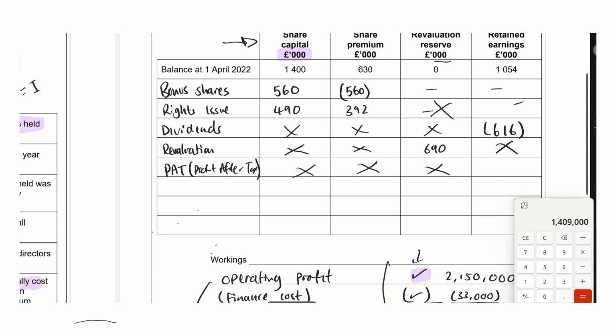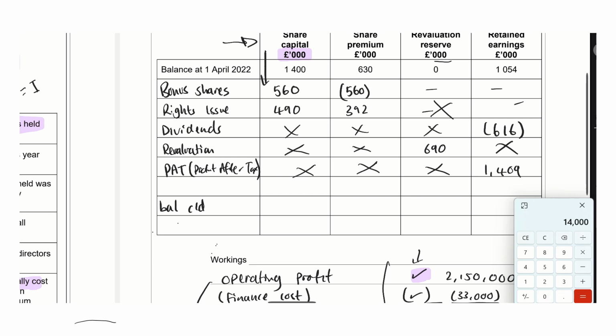And it's important that you revise the layout, the template of it, or where the figures actually go. A lot of it is relatively straightforward, but in the retained earnings section, you only have dividends and profit after tax. So we're going to add 1,409,000 here. And then you finish off with your balance carried down at the end, which is the nicest bit to do.